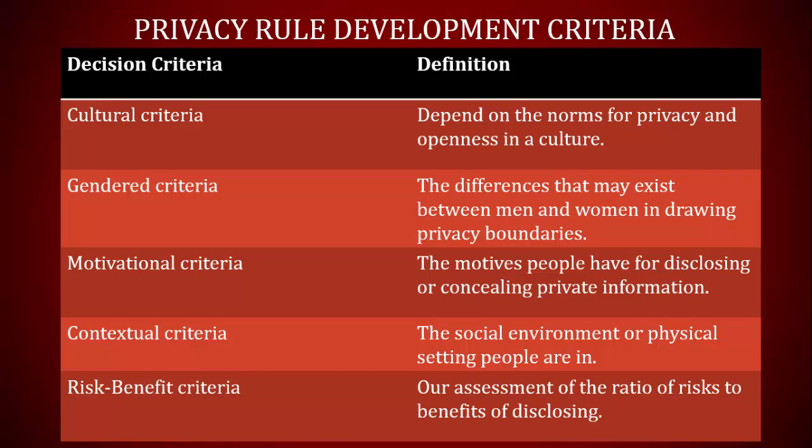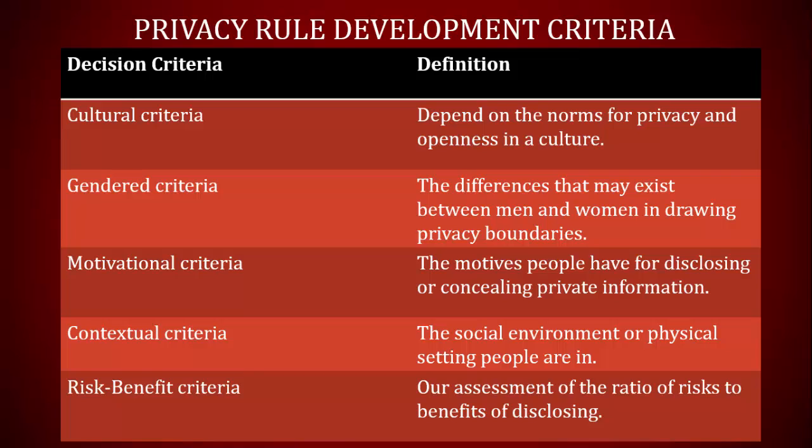Motivational criteria refer to the motives that people have for disclosing or concealing private information. Some motives include control, manipulation, power, self-clarification, relational closeness, and reciprocity. For example, if someone discloses a great deal to you, you might feel more motivated to disclose to them because of reciprocity.